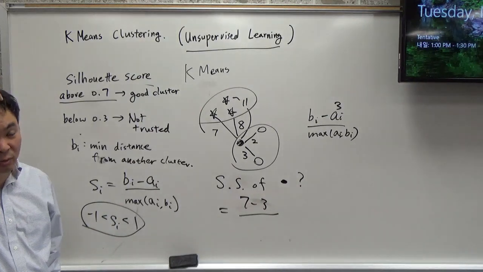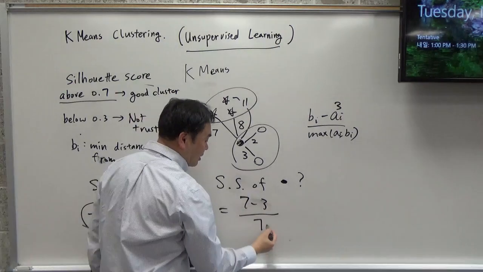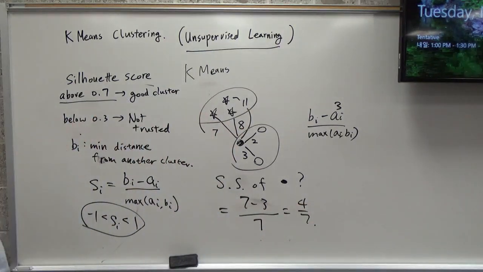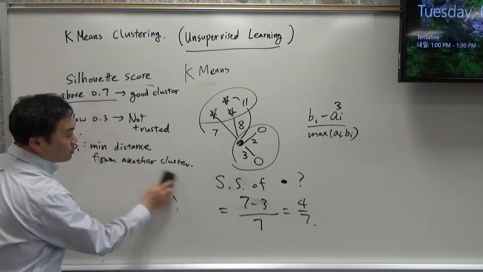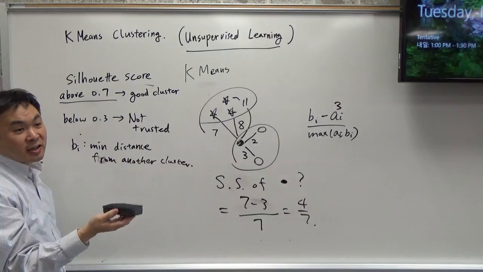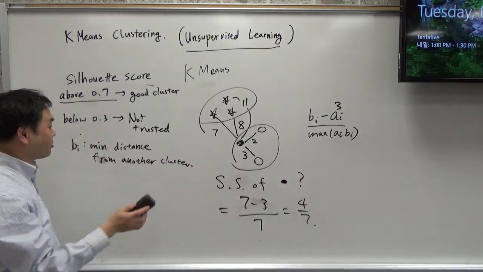Max of AI, BI. Which one is it? 7. 7 is bigger than 3, right? So you divide by 7. So 4 over 7 will be your silhouette score. Is that okay? Okay. So you do that for every point. You take the average. That gives you an idea of whether your K-means did a good job in clustering.